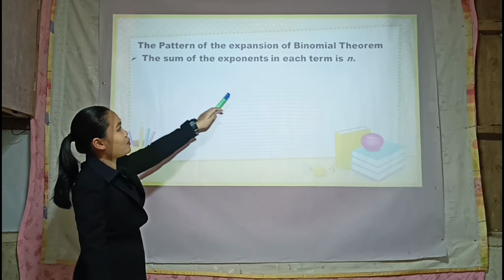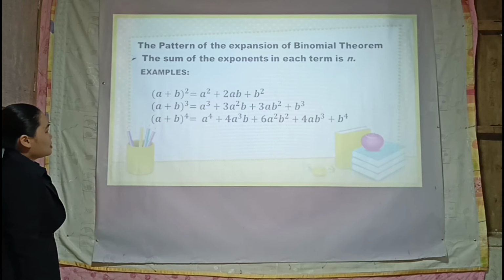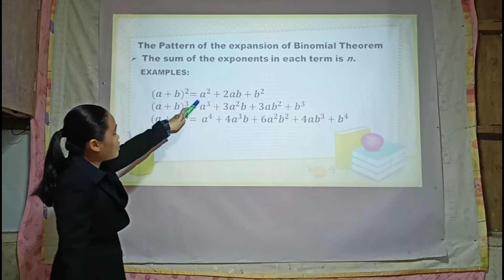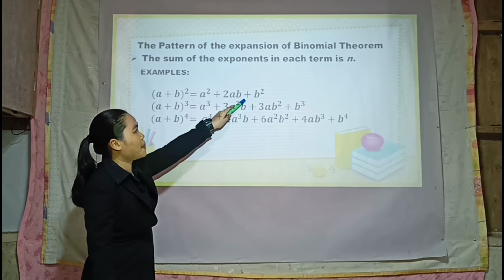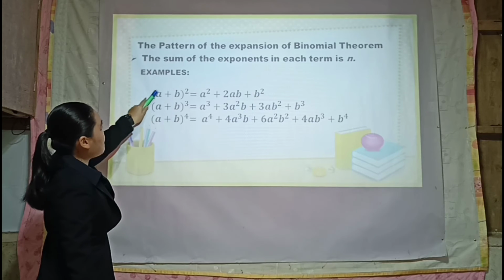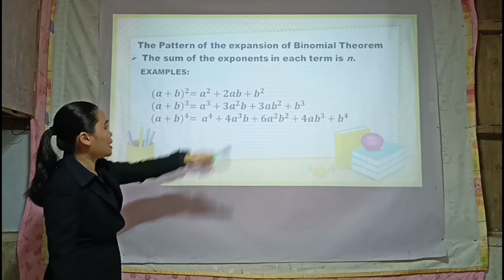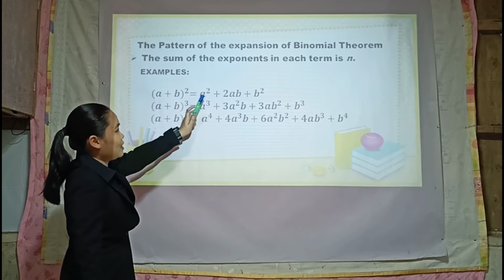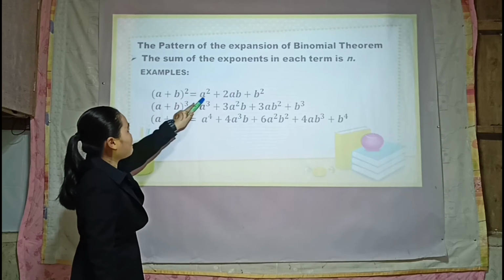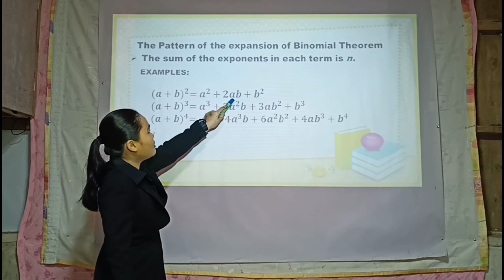The sum of the exponents in each term is n. So for example, we have A plus B squared is equal to A squared plus 2AB plus B squared. So as you notice, in the first example, the sum of the exponents in each term is n. So since our exponent is 2, we have A squared. So the exponent is 2, plus 2AB.